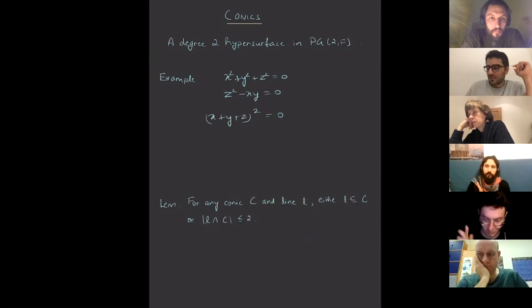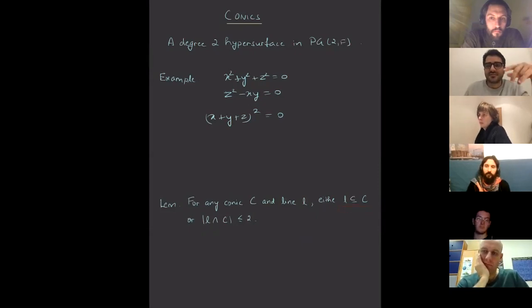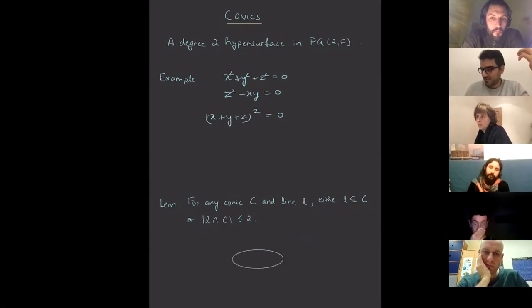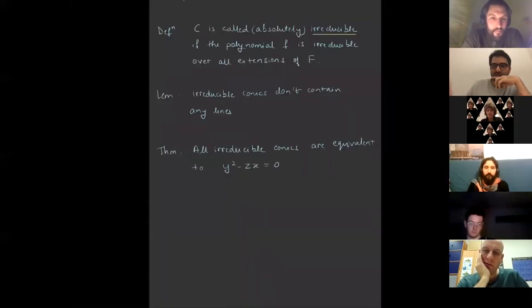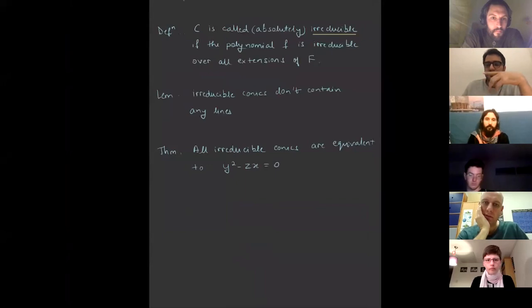But the kind of conics we will be interested in will not contain any lines. We don't want these sort of degenerate conics. We really want something that looks like a conic, which really looks like a conic. And these are known as absolutely irreducible.